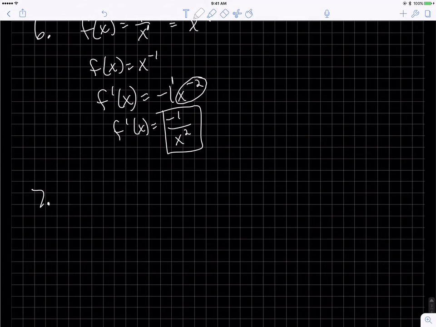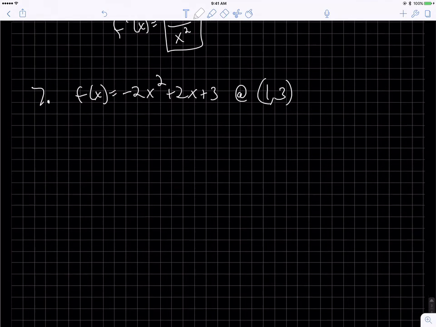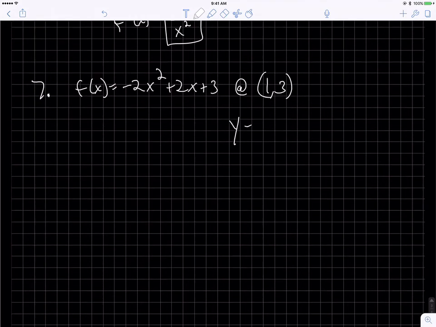Number 7, find the equation for the tangent line again. So the graph, negative 2x cubed, oh, not the cubed, sorry. Negative 2x squared plus 2x plus 3 at the point 1, 3. So again, I'm going to use point slope form and say y minus 3 equals slope times x minus 1. And that'll be my answer.